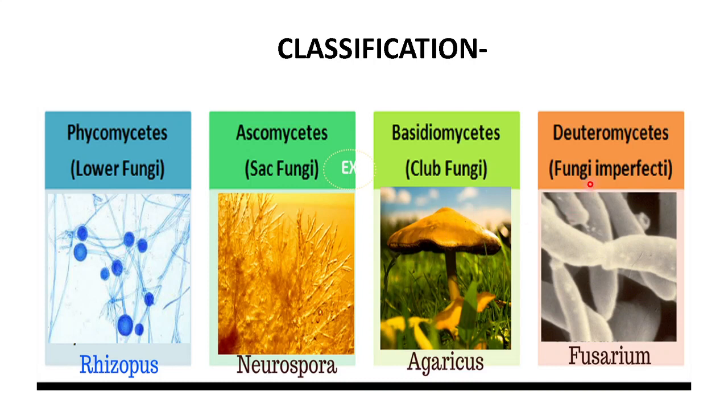Then the fourth category is Deuteromycetes, also known as fungi imperfecti, because in this group the sexual phase is still not known. It has still not been observed. Example is Fusarium. These are mostly parasitic fungi, mostly infectious forms. Whereas the other three are mostly decomposers. Some parasitic forms might be there.